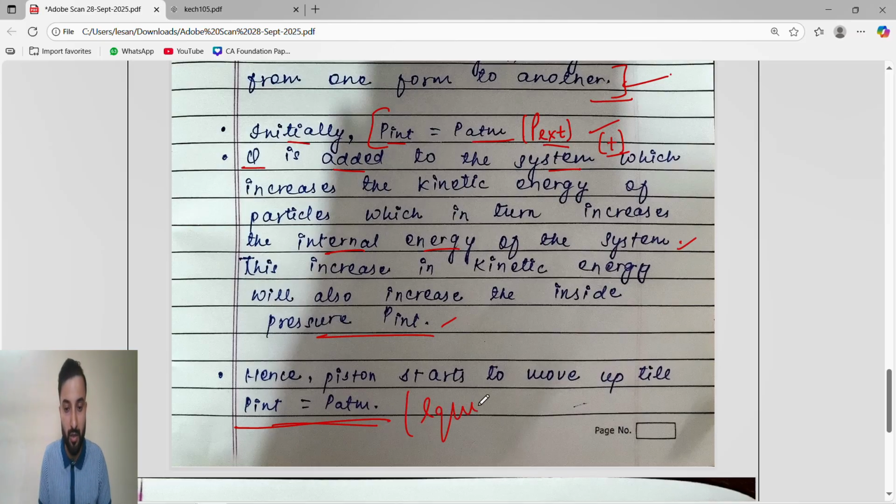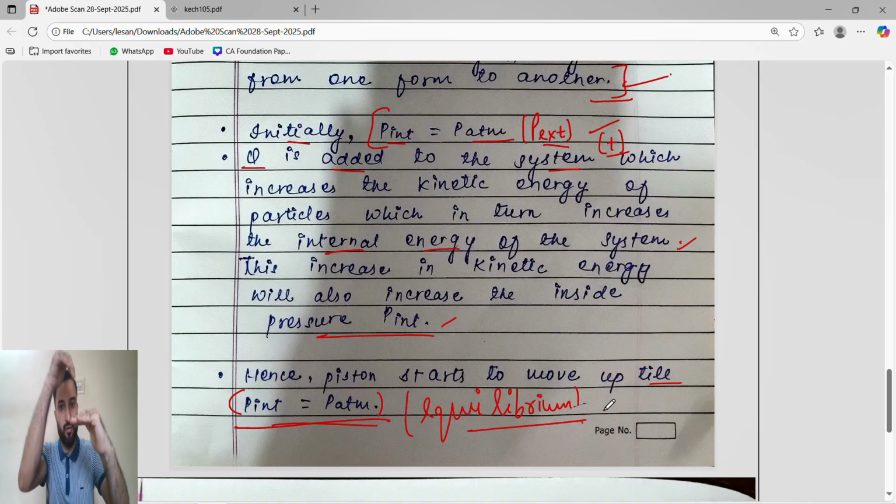We want the equilibrium condition. Not we want, every time it will come to the equilibrium condition. Here the piston starts to move up. The piston starts to move up till the internal pressure equals the atmospheric pressure, which means it will reach the equilibrium condition again. Till that the piston will move. Once it reaches the equilibrium condition, meaning internal pressure equals atmospheric pressure, the piston will stop again. So they will again reach the equilibrium condition.